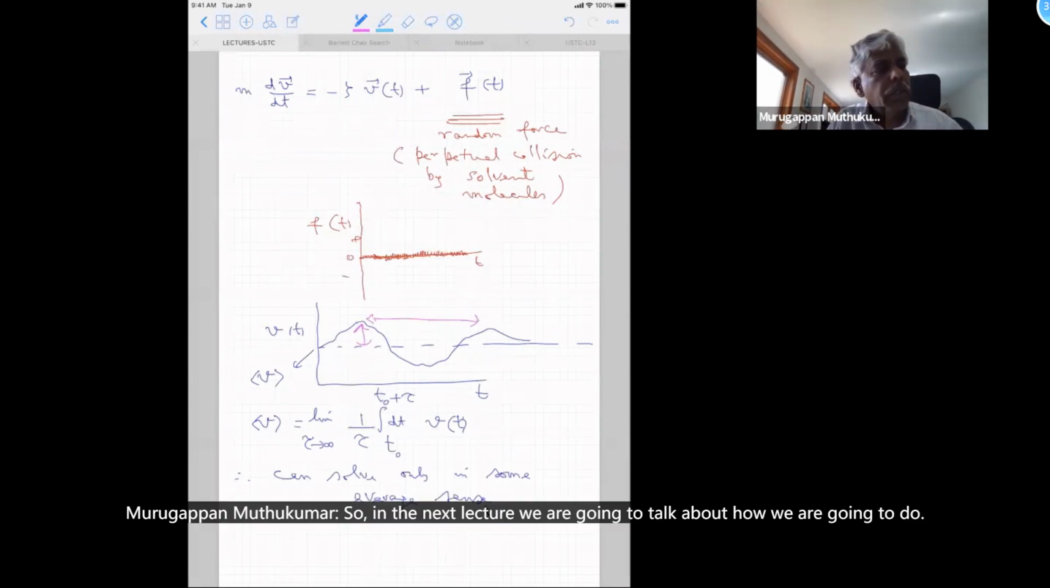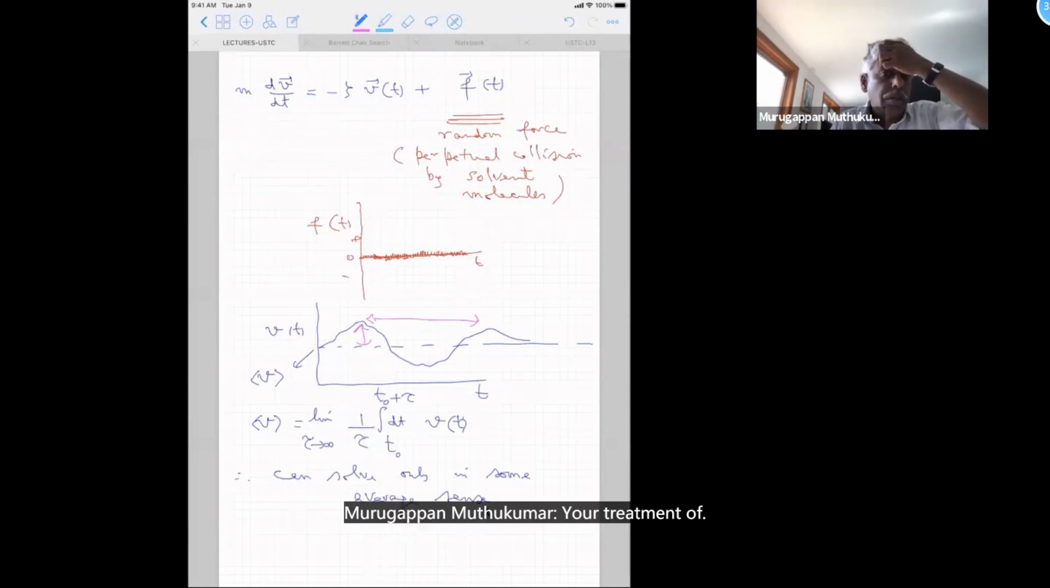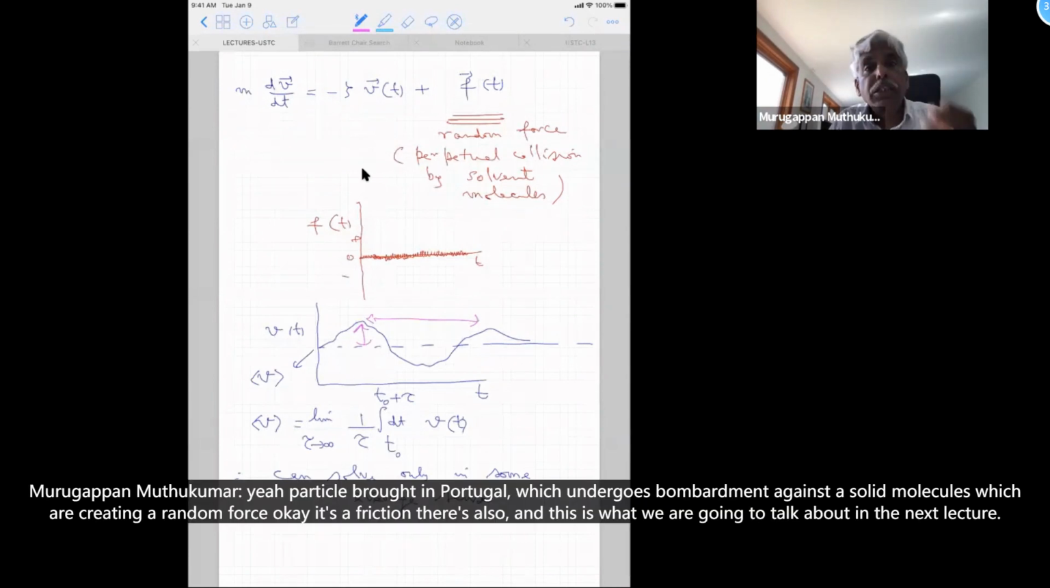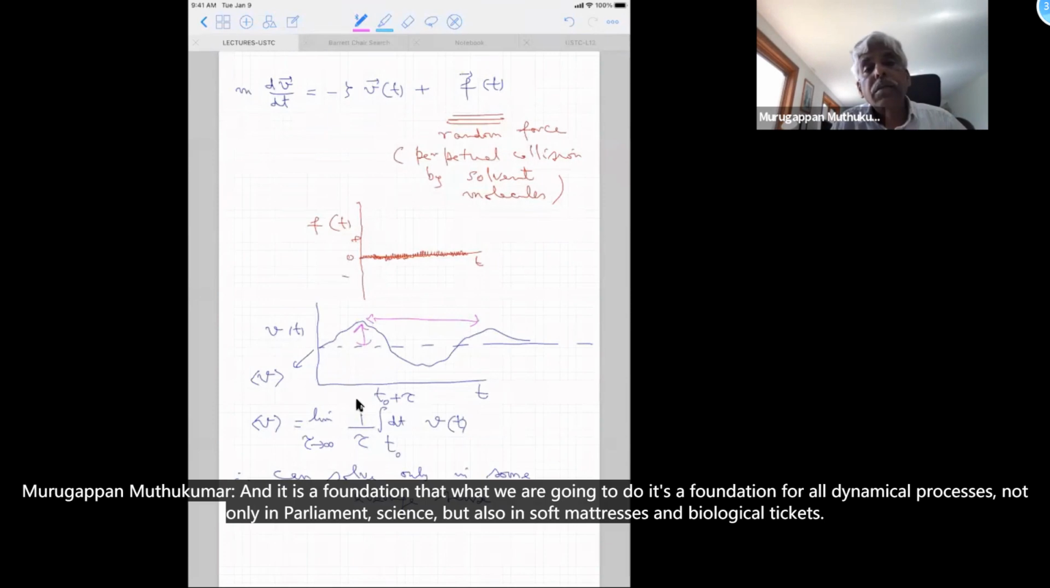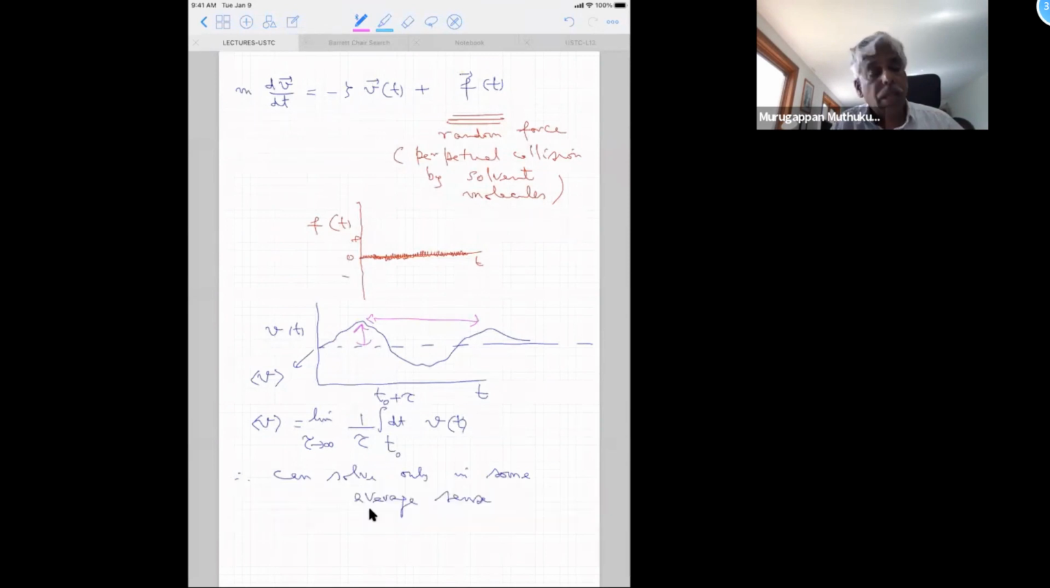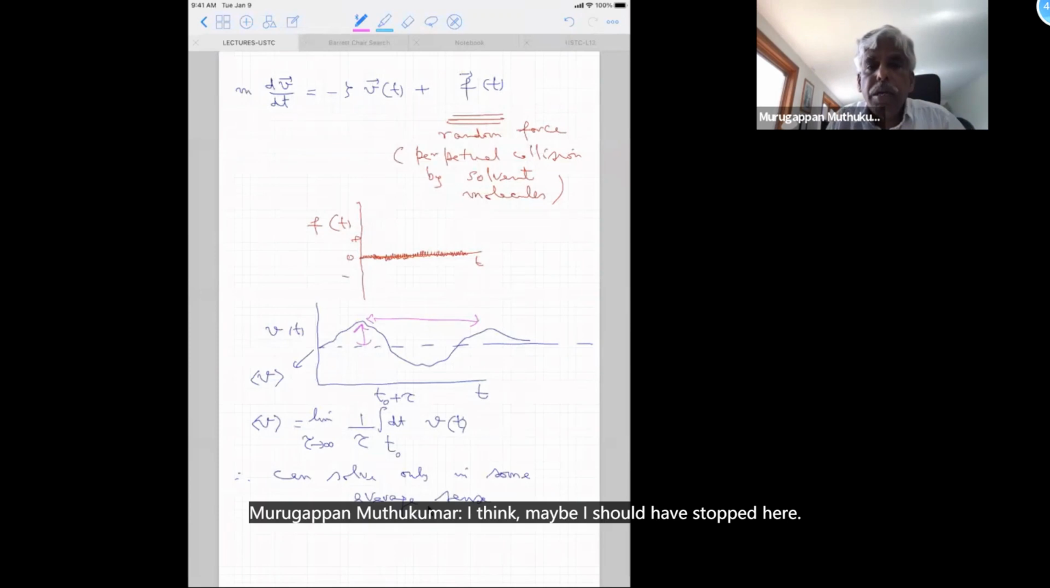So in the next lecture, we are going to talk about how to treat a Brownian particle, which undergoes bombardment by the solvent molecules, which are creating a random force. There's a friction, there's also random force. This is what we are going to talk about in the next lecture. And this is a foundation for all dynamical processes, not only in polymer science, but also in soft matter physics and biological physics. I think maybe I should stop here.